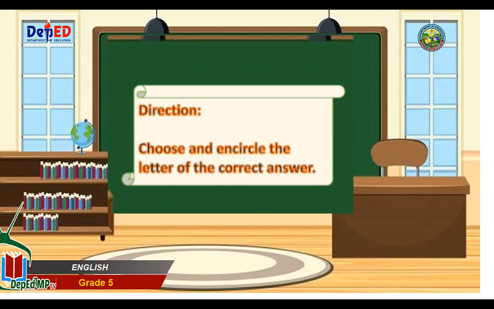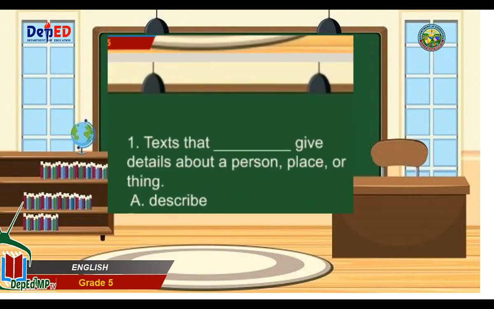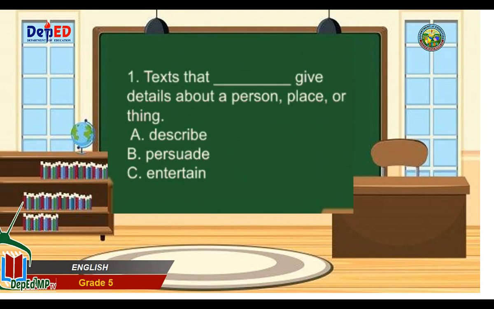Let's have the activity. Choose and encircle the letter of the correct answer. Number 1. Text that blank give details about a person, place, or thing. Letter A, describe. Letter B, persuade. And letter C, entertain.